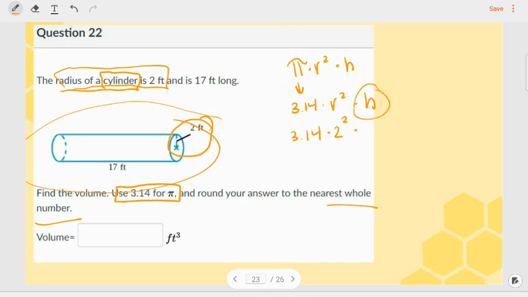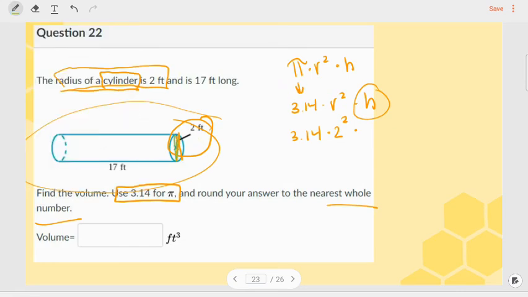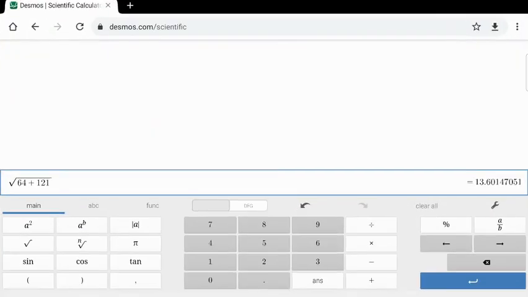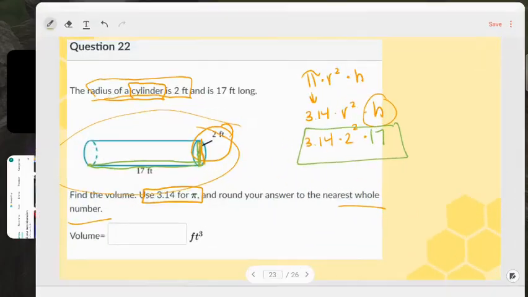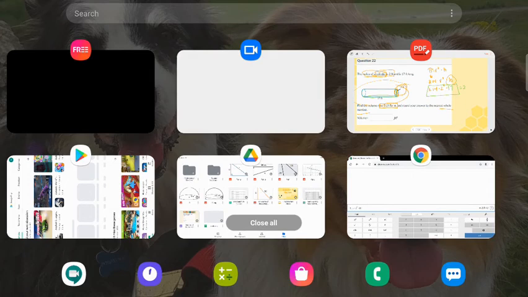Now, if you're thinking the height is the circle, then you're going to run into trouble, because the height is always the distance between the two circles. The distance between these two circles is 17, so I'm going to multiply by 17. So in my calculator, I'm going to type this all in. 3.14 times 2 squared times 17, and it's going to give me my answer, 113.52. Sorry, 113.52, my bad.